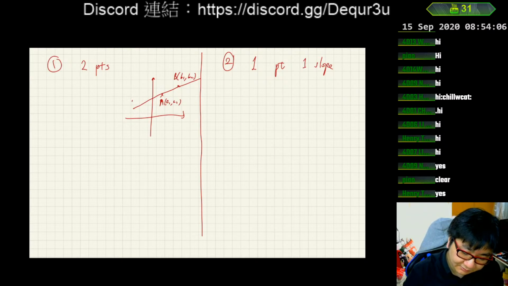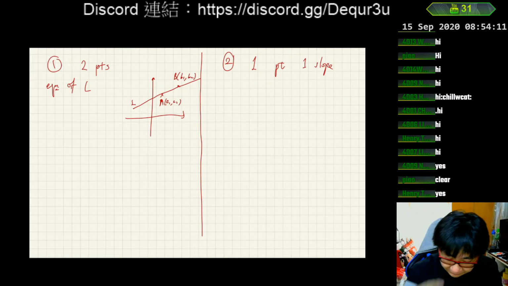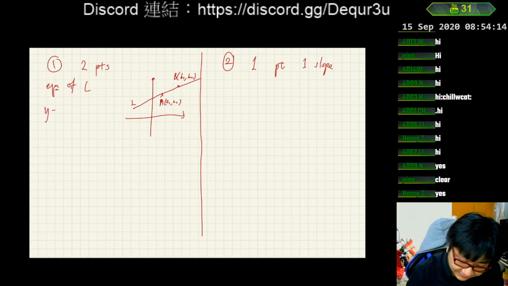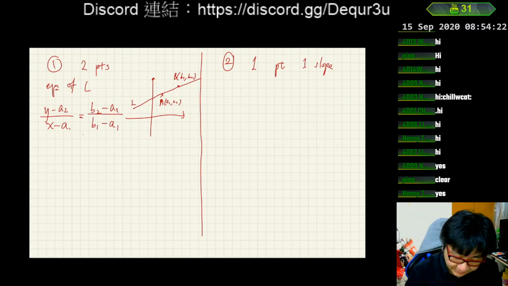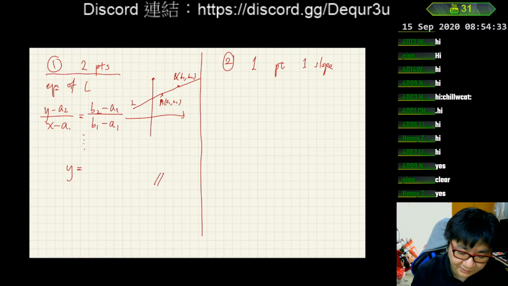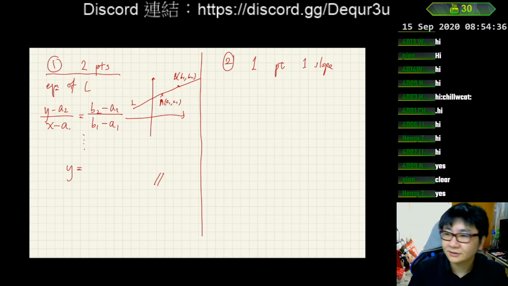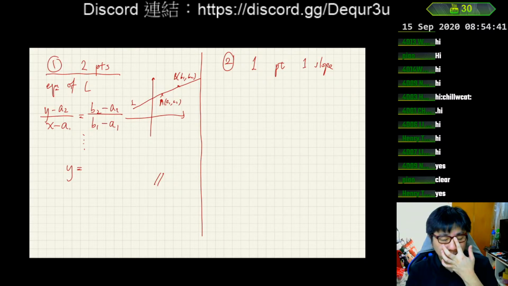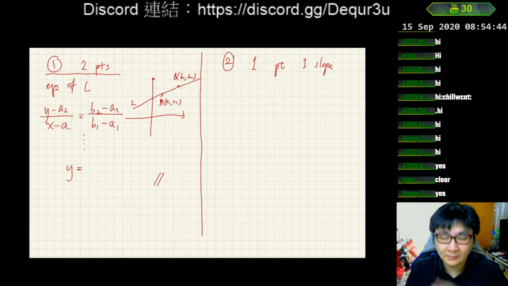Okay, then the equation of this L will be given by the form slope equal to slope, which is (y minus a2) over (x minus a1) equal to (b2 minus a2) over (b1 minus a1), and so on. And afterwards, we try to make y the subject, and then that is the answer. Okay, and this is the 2 points. When you are given 2 points, in the book it is called 2-point form. Anyway, the name is not very important, but the most important is you know when we are using this.